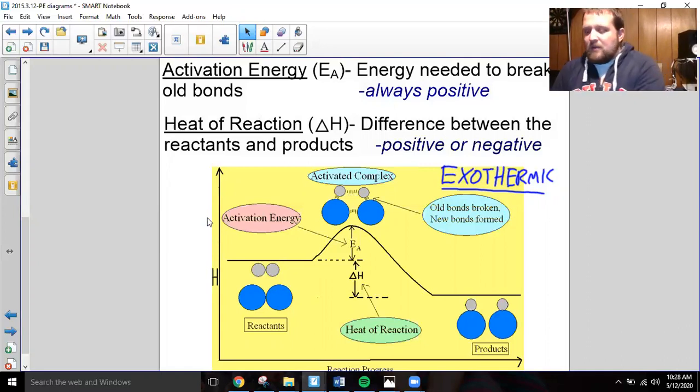A real life example of an exothermic reaction would be combustion. Burning things is exothermic. We know this because heat comes out of that reaction. So we have the ingredients to the reaction right here. We have fuel, we have oxygen in the air. Collisions are happening, but nothing's actually going on. And that's because there's not enough energy to break the old bonds.